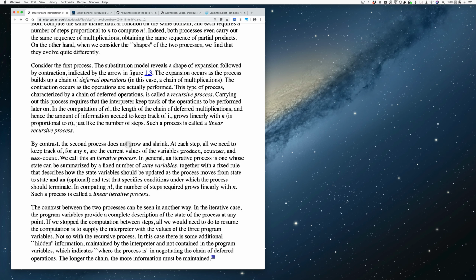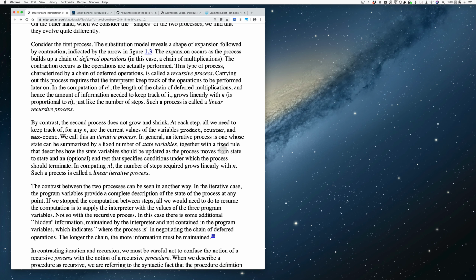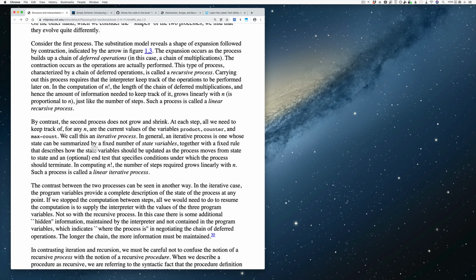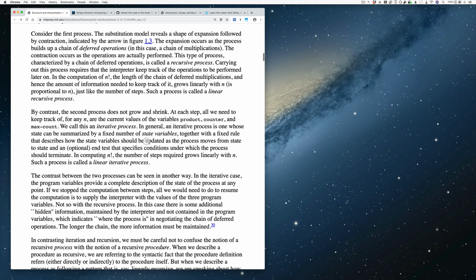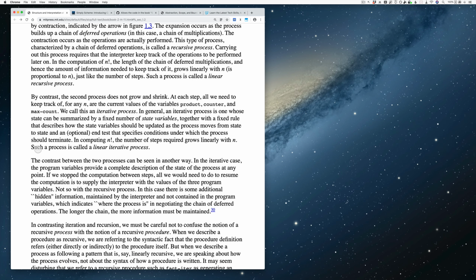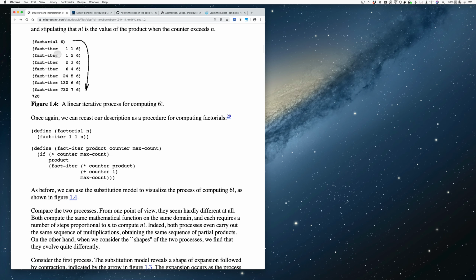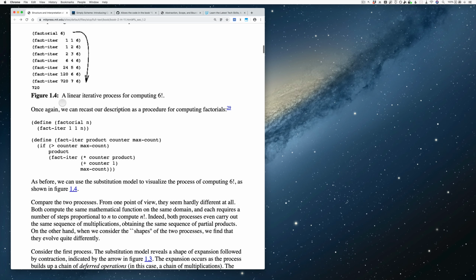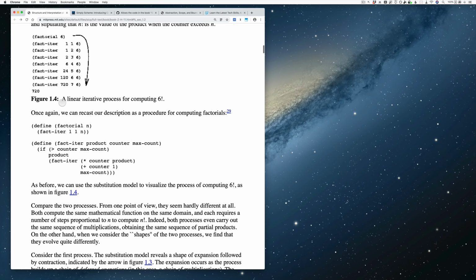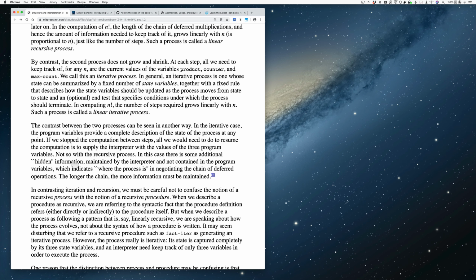Right. So yeah, it's talking about iterative process. Iterative process is one whose state can be summarized by a fixed number of state variables together with a fixed rule to describe how the state should be updated. Such a process is called linear iterative process. So that's this one, figure 1.4, factorial representation.